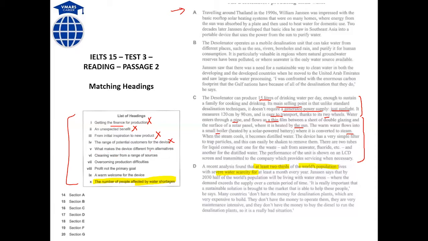What makes the device different from alternatives? Yes, because this line, its main selling point is that unlike standard desalination techniques, it does not require a generated power supply, it just needs sunlight. So what makes the device different from alternatives? That it only uses sunlight and does not use the power supply.